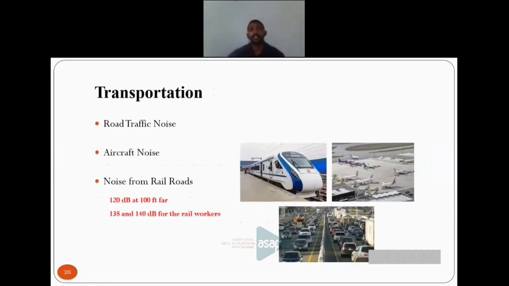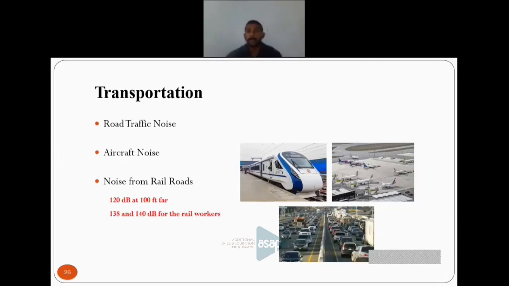And next is transportation. The fourth type is transportation. It includes road traffic noise, air traffic noise, and so on. Road traffic noise comes from cars and trucks moving through the roads. And the next is aircraft noise, which is produced by the moving of the aeroplane. That is called aircraft noise. And next is the railroads.